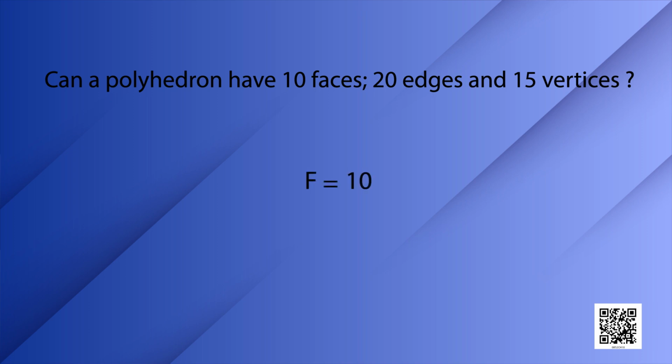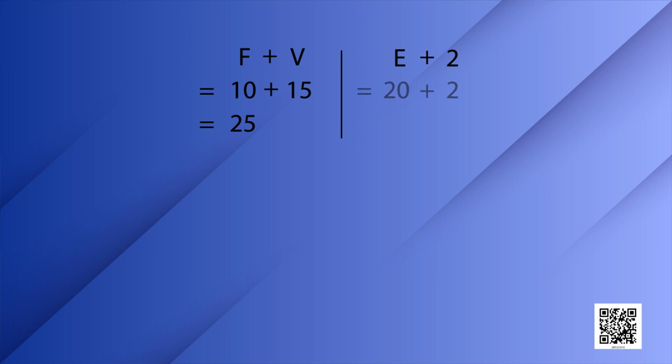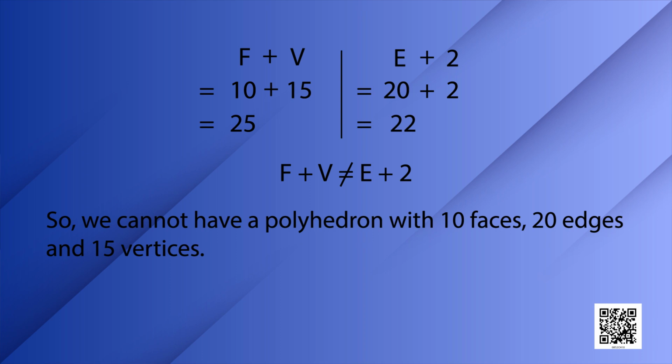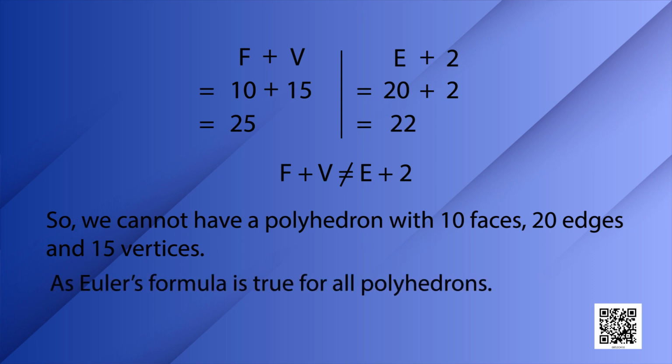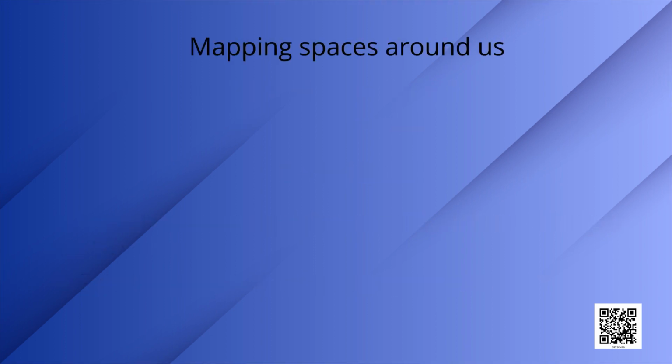Now here F is equal to 10, E is equal to 20, V is equal to 15. Let us try to add F and V. I get 25. Now we will add 2 to E, that is the number of edges. I get 22. So we can clearly see that F plus V is not equal to E plus 2. So we cannot have a polyhedron with 10 faces, 20 edges and 15 vertices, as Euler's formula is true for all polyhedrons.